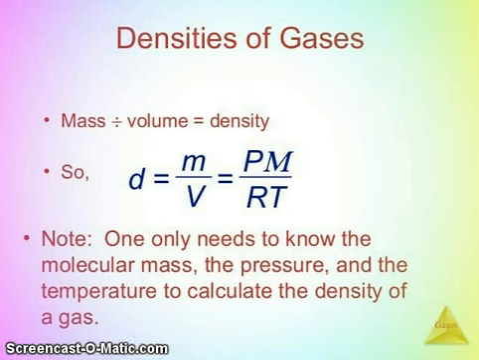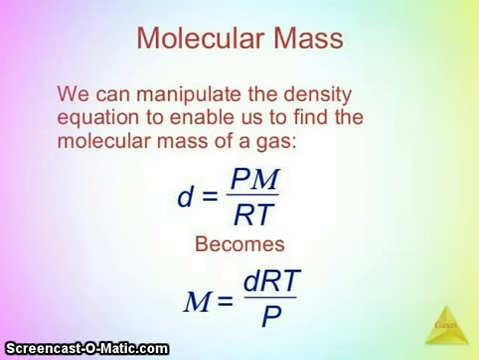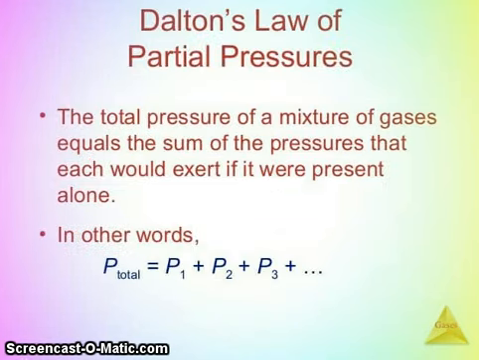So friends, this is a notable point. One only needs to know the molecular mass, the pressure and the temperature to calculate the density of a gas. We can also manipulate the density equation to find the molecular mass of a gas. d is equal to PM divided by RT, which becomes M is equal to dRT by P. So, Dalton's law of partial pressure.